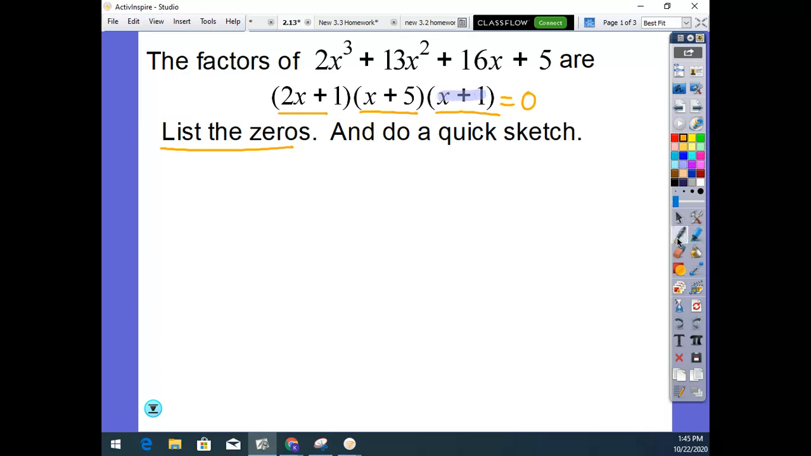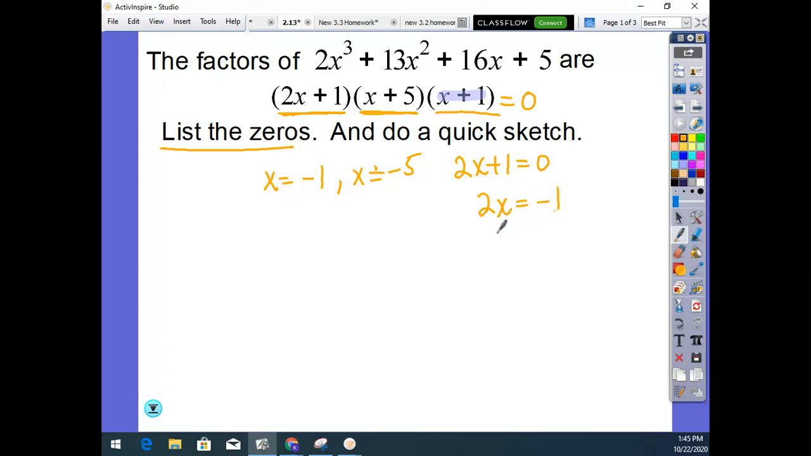x plus 1, x equals -1. x plus 5, x equals -5. If you can't remember how to find what makes 2x plus 1 equal to 0, set it equal to 0 and solve. x equals -1/2.